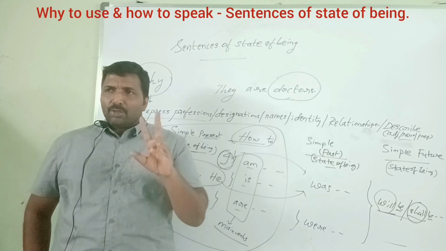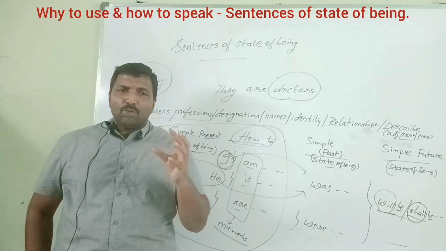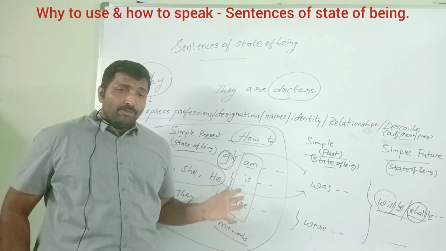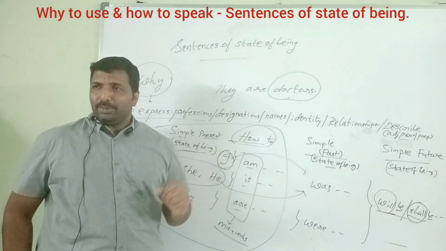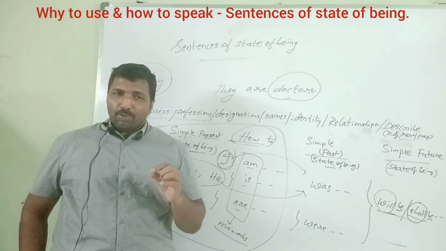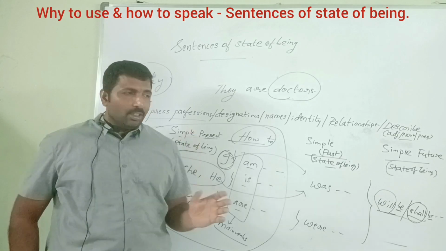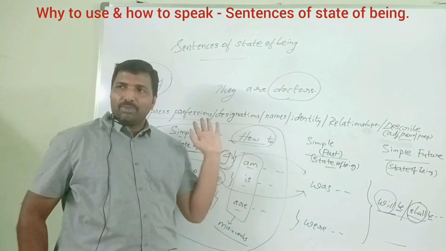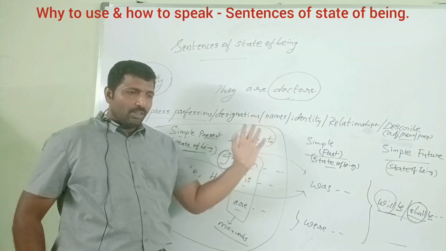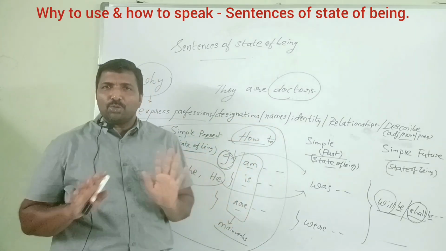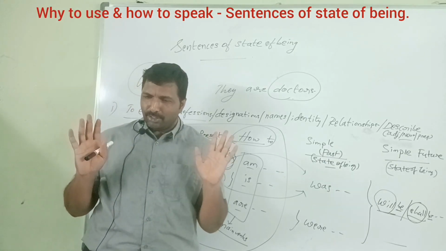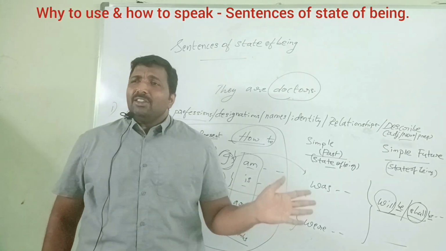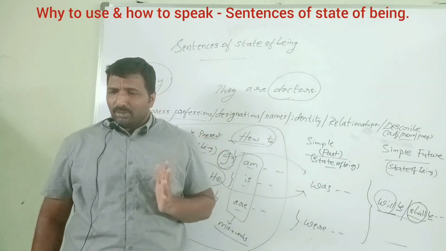For any sentence, there are two things. How is the sentence framed? Structure is needed for any sentence. Why is that structure used? You must know why a particular structure is used. The structure is used for these conditions, for these reasons. These two are enough to frame any sentence. Now you can write as many sentences as possible on your own.